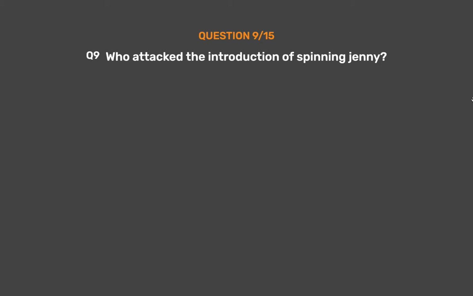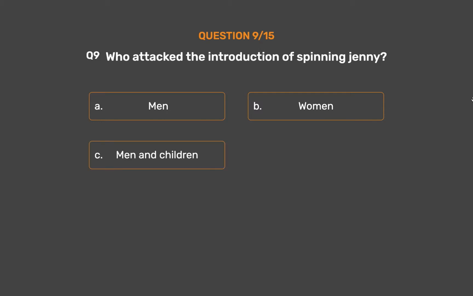Question number 9. Who attacked the introduction of spinning jenny? Option A. Men. Option B. Women. Option C. Men and children. Option D. None of these.